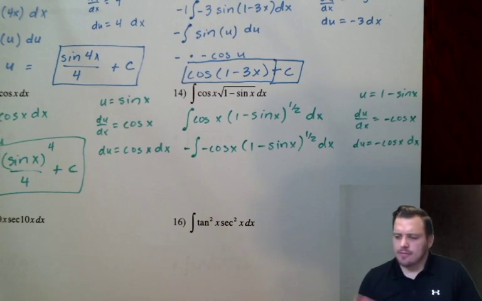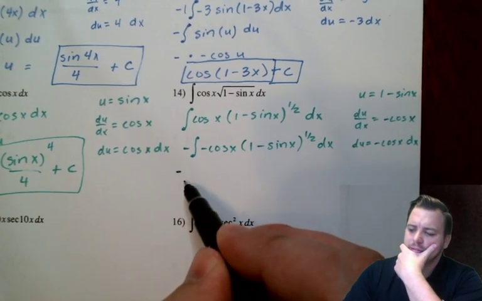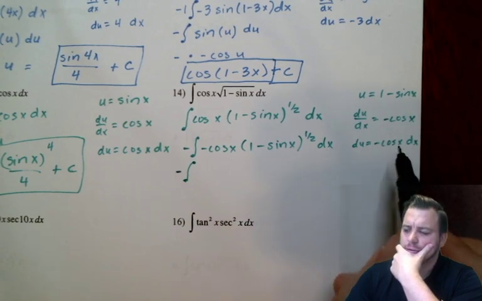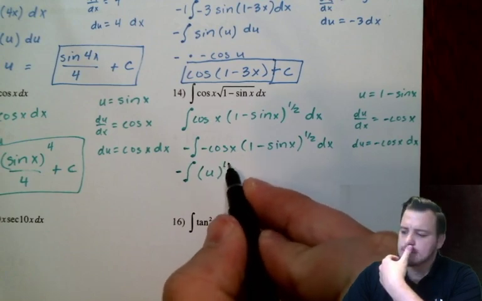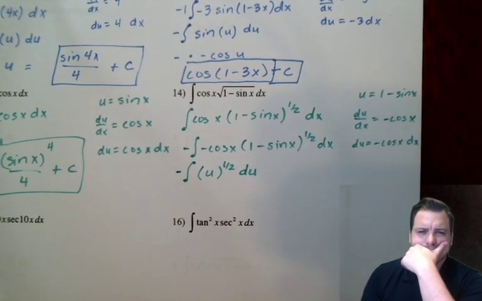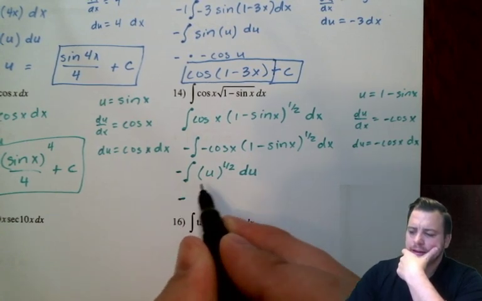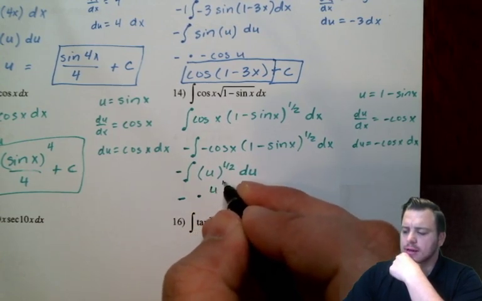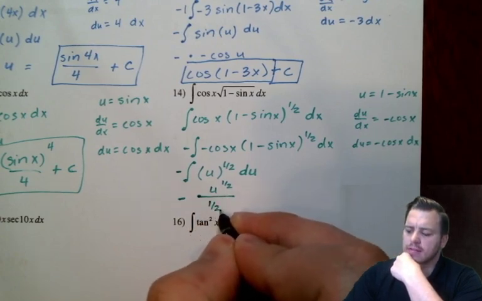Okay, then from there, that would be negative integral negative cosine x, and dx is du. So then that's just u to the 1/2 du. From there, negative the integral of this would be times u to the 1/2 over 1/2.